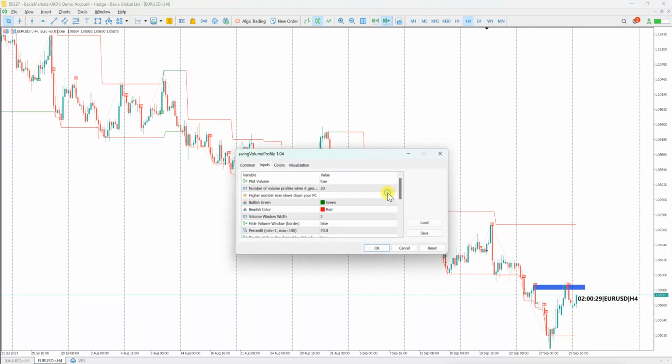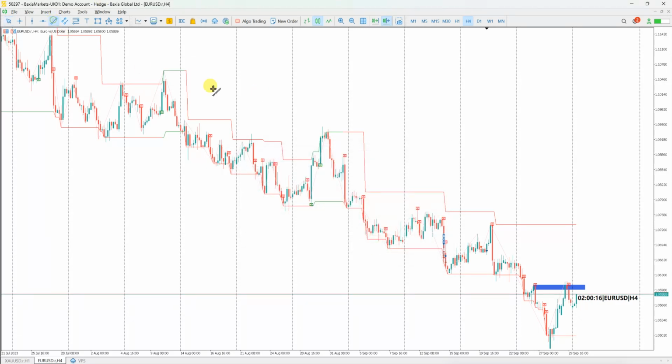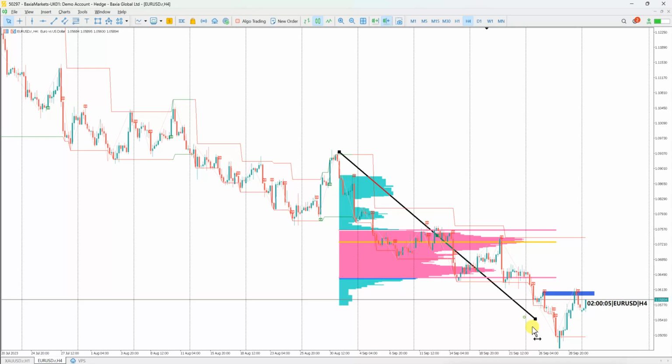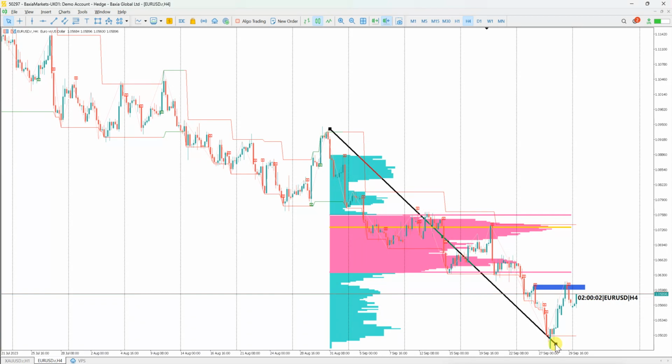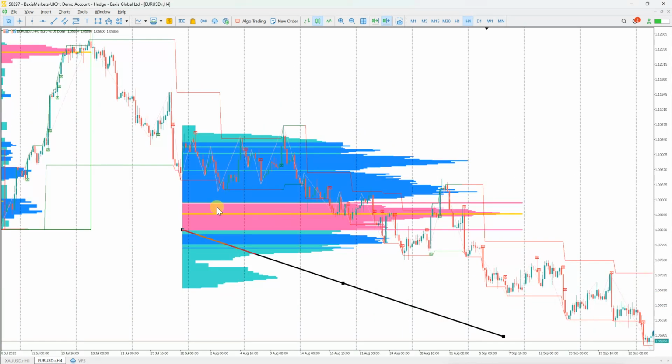Also, another new feature is that you can auto plot volume profile when a new trend line is created. Okay, so this is like a flexible volume profile. I can click it from here. I can move it around.